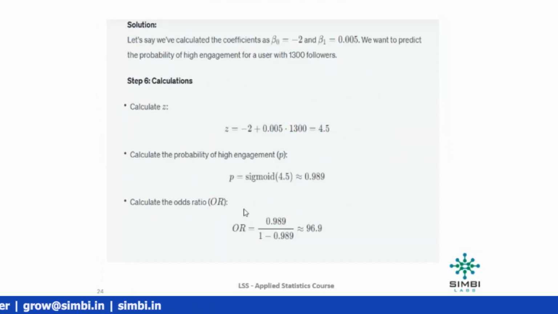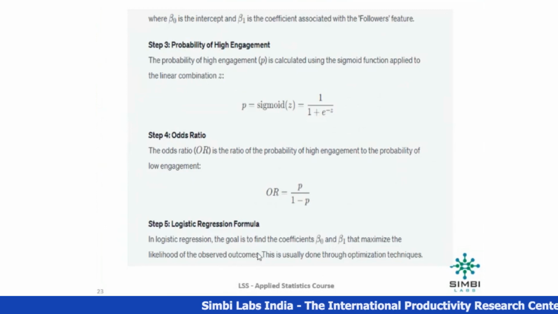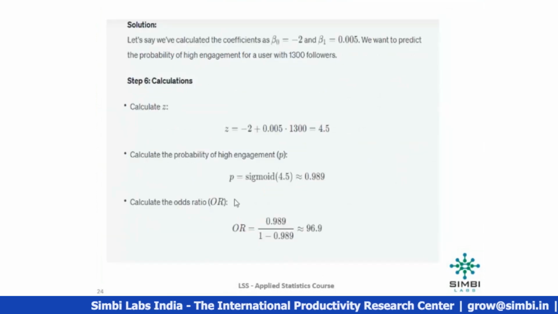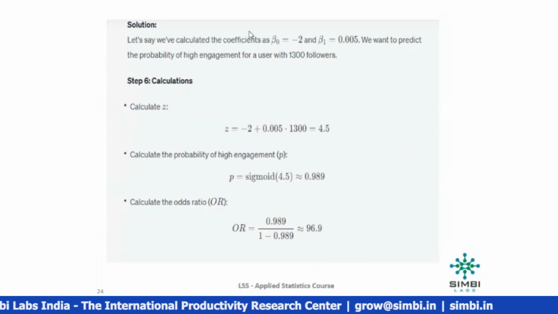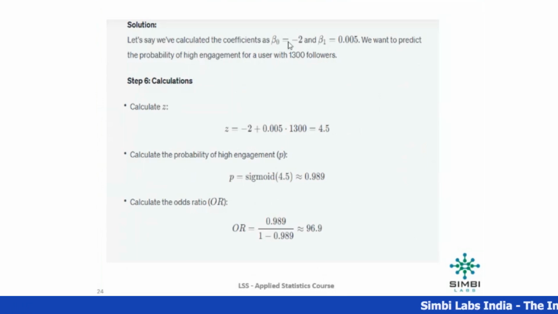And the logistic regression formula. The goal is to find the coefficients beta 0 and beta 1 that maximize the likelihood of the observed outcomes. Let's say we have calculated the coefficients beta 0 and beta 1 as these values: -2 and 0.005. So we want to predict the probability of high engagement for a user with 1300 followers.